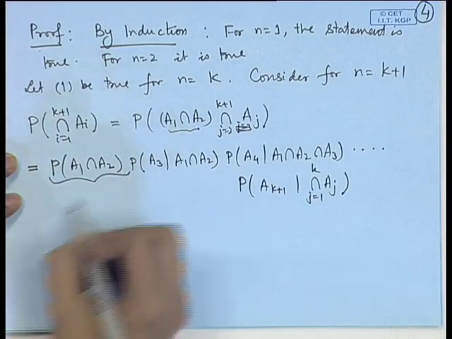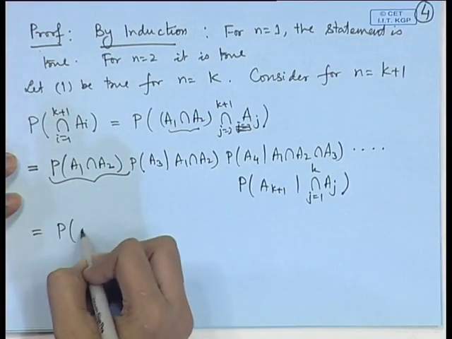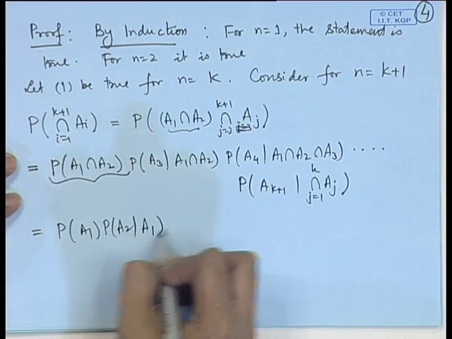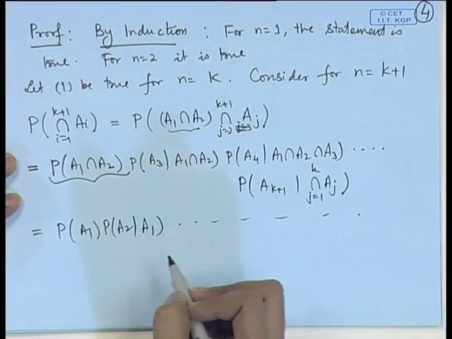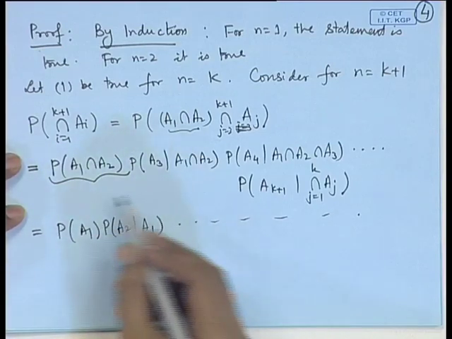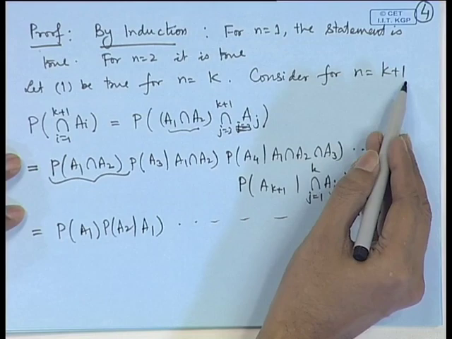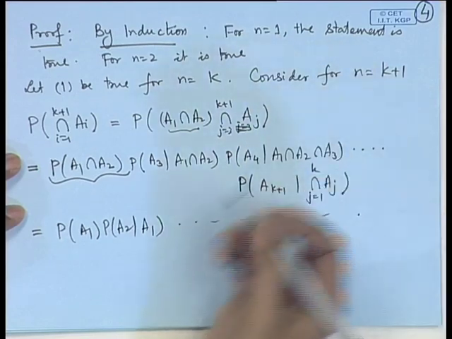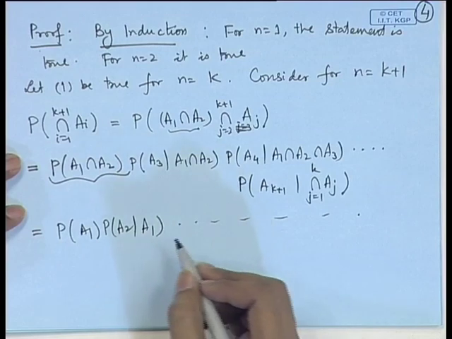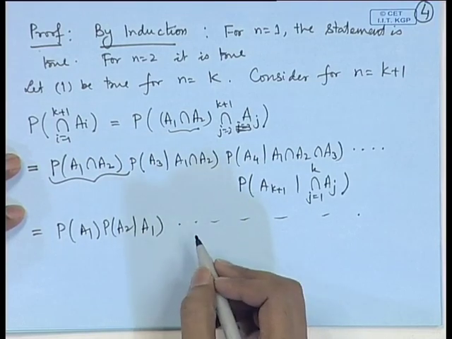And now, the first statement we can express as probability of A1 into probability of A2 given A1, and all the remaining terms will be there. Hence, the statement 1 is true for n is equal to k plus 1 also, and therefore, by the principle of mathematical induction, the general multiplication rule is true.